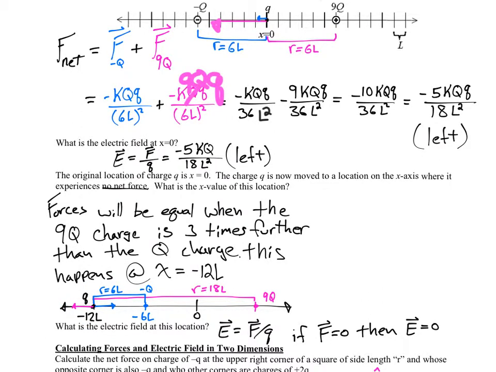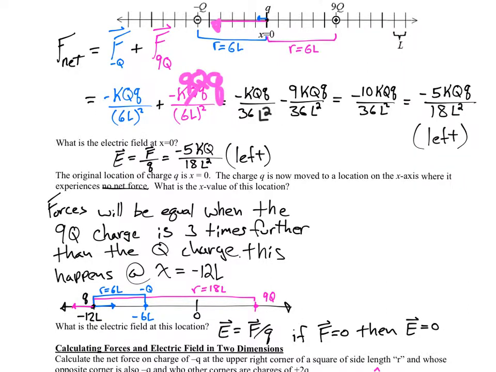You can see how this works out. The radius to the 9q charge turns out to be 18L. The radius to the single q charge turns out to be 6L. 18L is 3 times as big as 6L. I didn't write down the math to show that the forces are equal, but it would work out just the same as last page. Again, electric field is force per unit charge, and if force is 0, then electric field is 0. That's always easy, so keep that in mind.